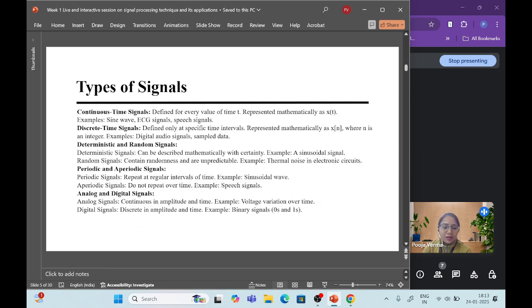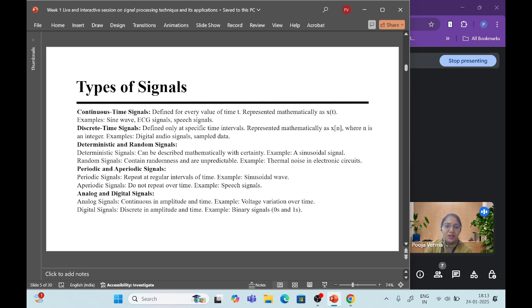Now, next, the other types of signals are continuous time signals, discrete time signals, deterministic and random signals, periodic and aperiodic signals, and analog and digital signals. There are energy signals and power signals also. We will study about that in the later course. Okay, so the first one is a continuous time signal.